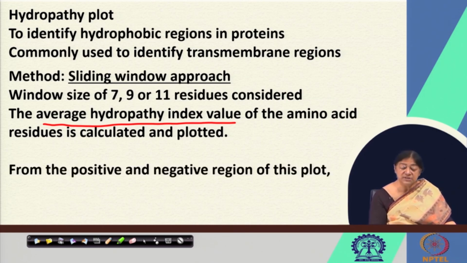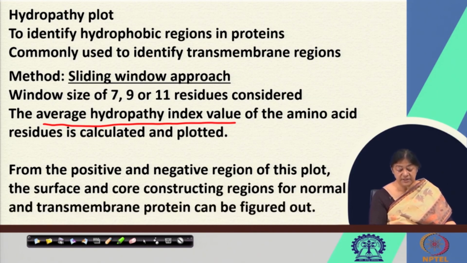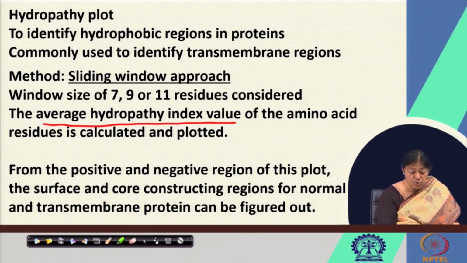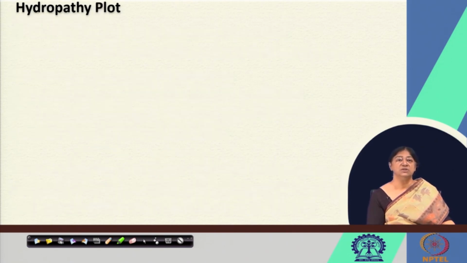Now, from the positive and the negative region of the plot, we can determine the surface and the core regions for proteins. So, we know when we saw the table that a positive region means we have a hydrophobic region, and a negative region would mean we have a hydrophilic region. So, let us look at what this looks like.